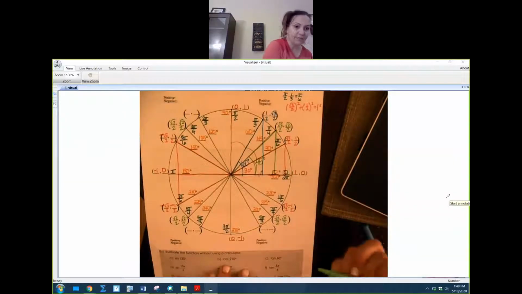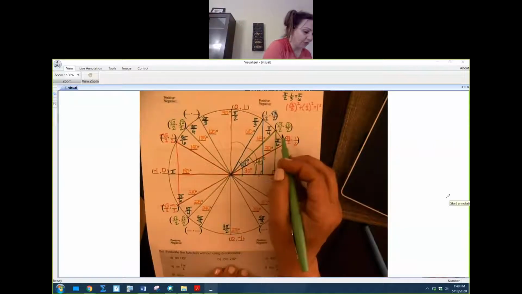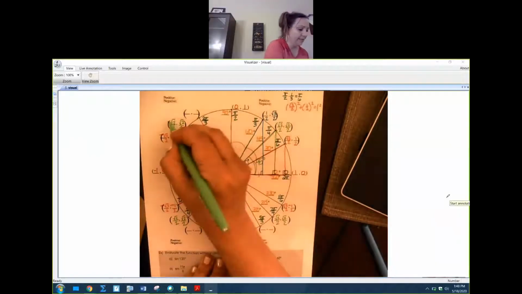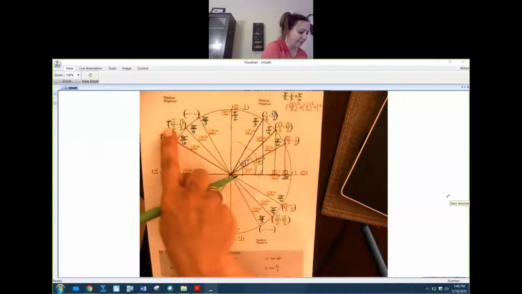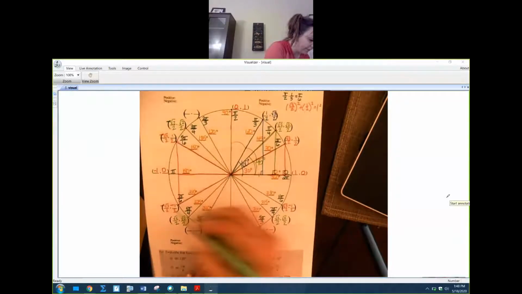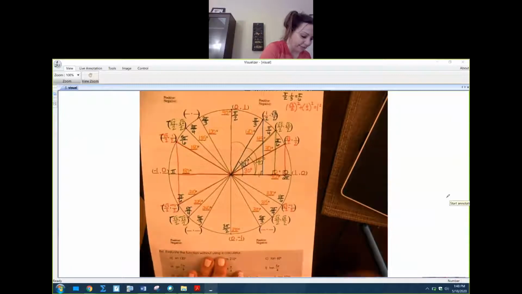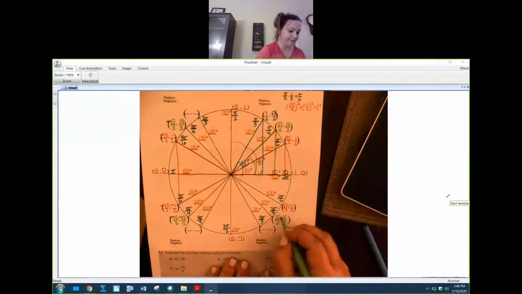Okay, so sorry, we're changing the signs here. So in quadrant 2, the x is negative and the y is positive. In quadrant 3, these are both negative. In quadrant 4, X is positive and Y is negative.